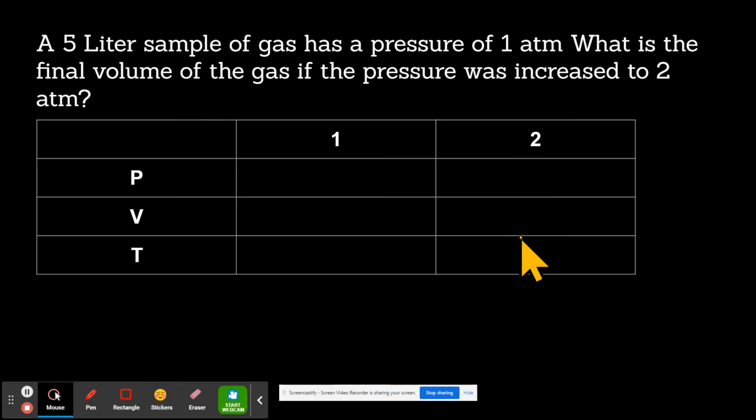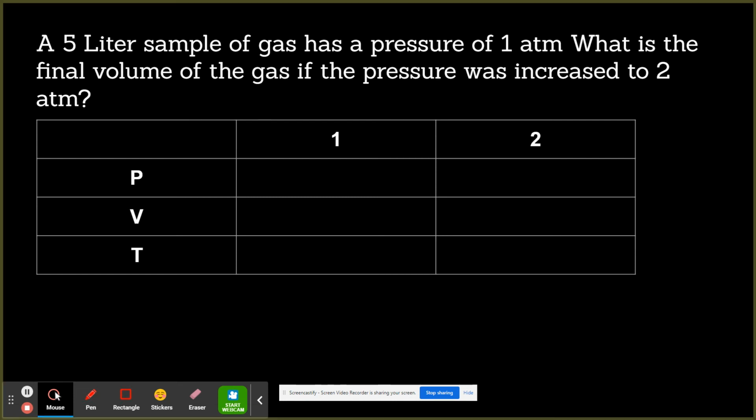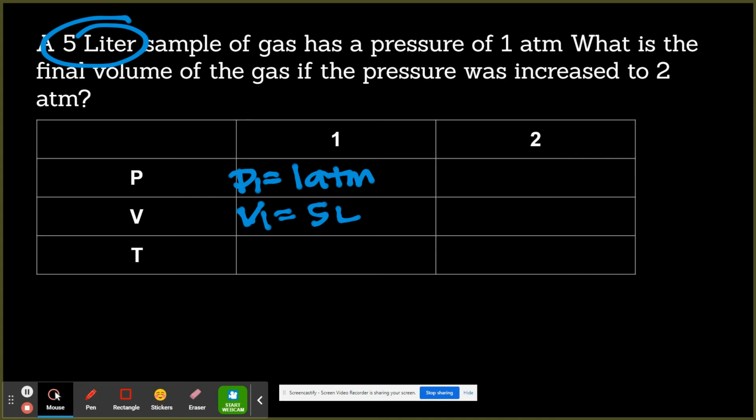Let's solve this next example that we have. A 5-liter sample of gas has a pressure of 1 atm. What is the final volume of the gas if the pressure would increase to 2 atmospheres? So we can do this really fast. We know that 5 liters is your V1, so V1 is 5 liters. Pressure of 1 atm, P1 is equal to 1 atm. What is the final volume of the gas? So V2 is equal to X. P2 is equal to 2 atm.